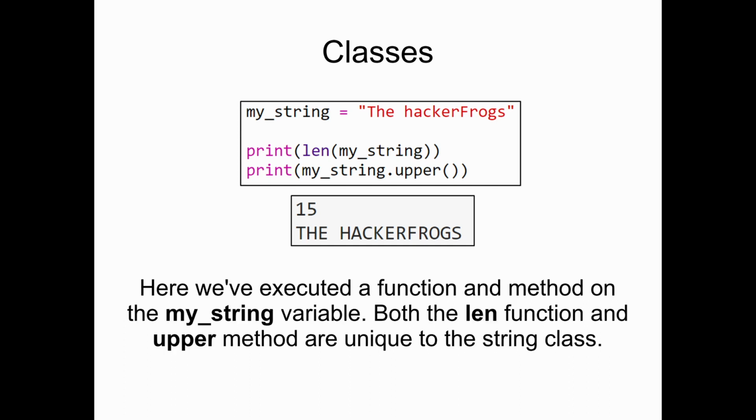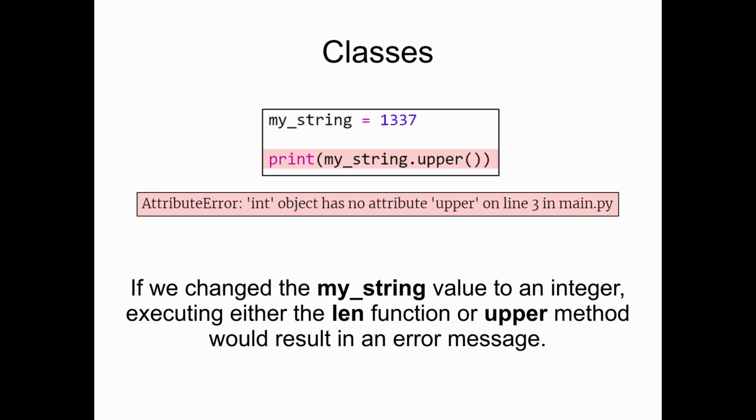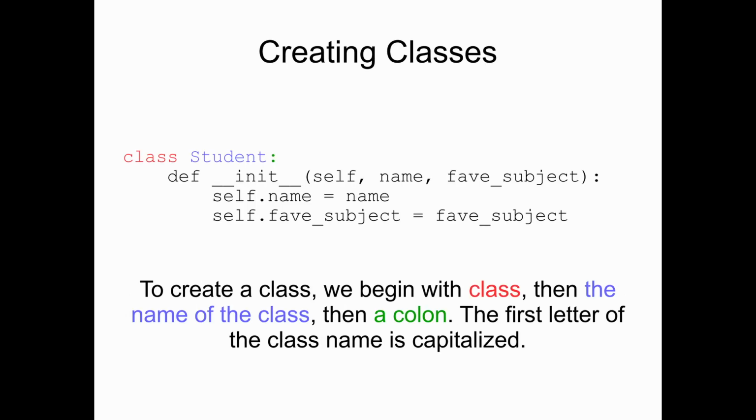Here, we've executed a function and method on the myString variable. Both the len function and upper method are unique to the string class. If we change the myString value to an integer, executing either the len function or upper method would result in an error message. To create a class, we begin with class, then the name of the class, then a colon.